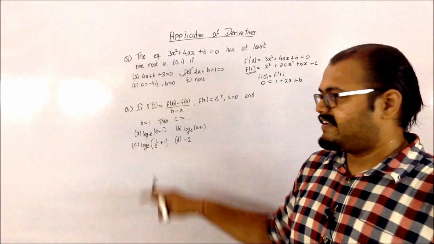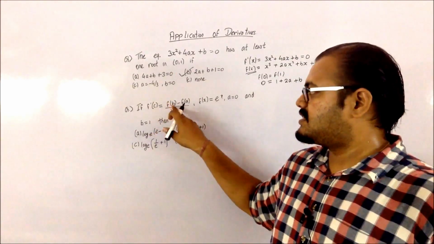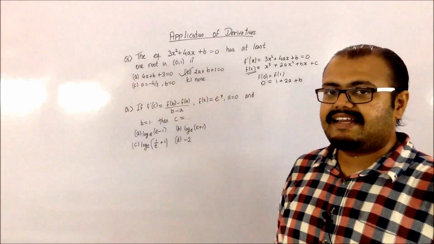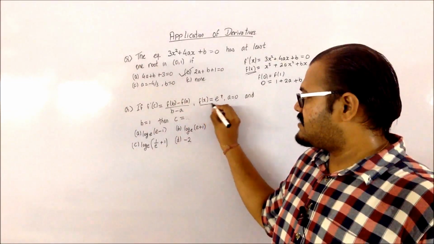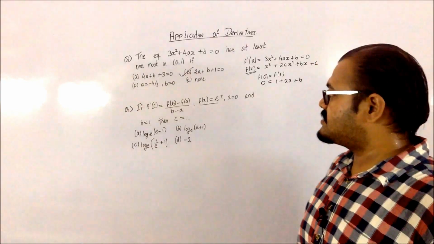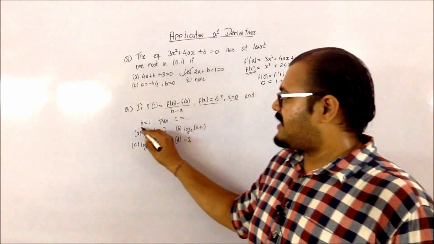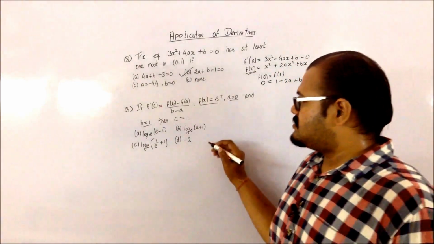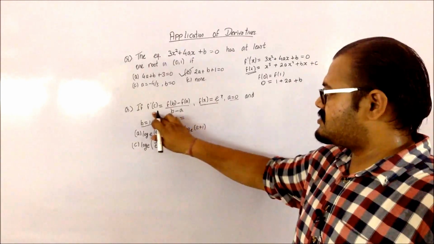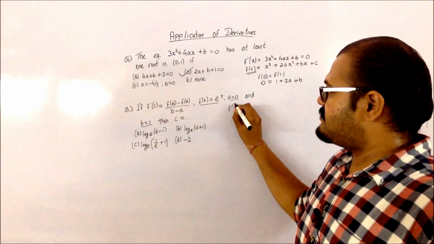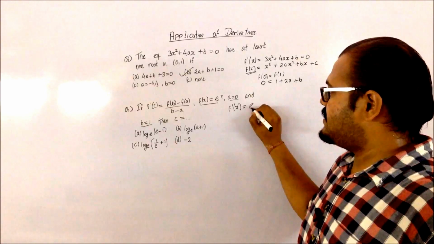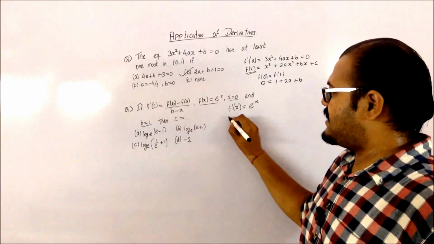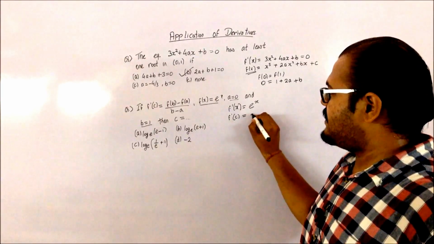Moving to the next question, we have been given f dash of c is equal to f of b minus f of a upon b minus a. So basically this is my LMVT. They have defined the function f of x, which is e raised to x. They have given a as 0 and b as 1. I have to find what is going to be my c. So let us find, first of all, f dash of x. So f dash of x will be nothing but e raised to x. So if I just substitute, my f dash of c will be e raised to c.